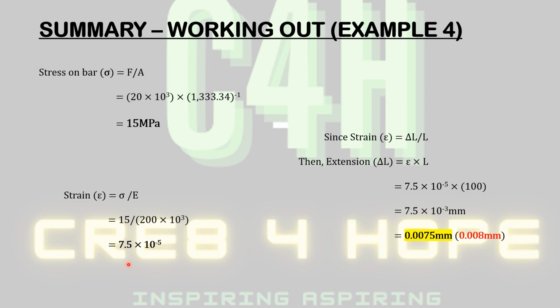Since strain is also equal to delta L divided by L, delta L is the change in length or the extension, and L is the original length or the extruded length of the bar, which is equal to 10 centimeters. Since I'm working on the basis of millimeters, I'm going to change that from 10 centimeters to 100 millimeters. So the product of the two would give 7.5 times 10 to the power minus 3 millimeters. And there we have it.